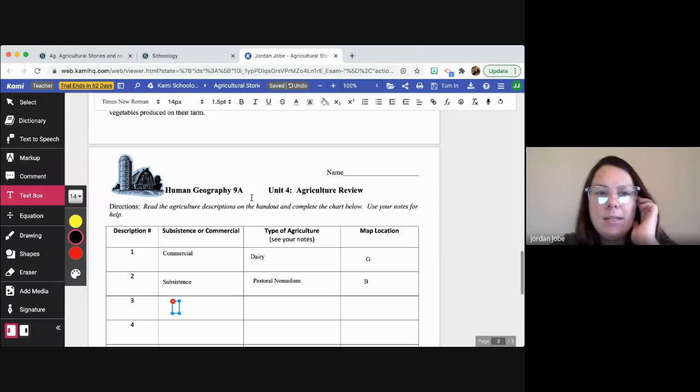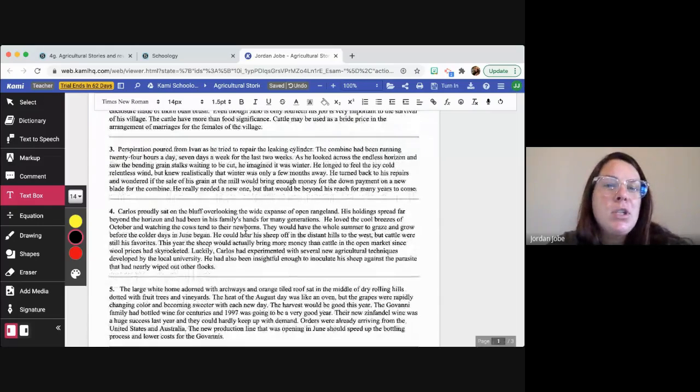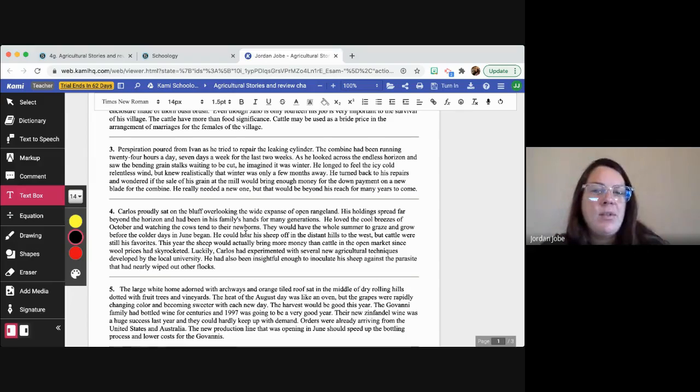Okay, then taking a look at number 3. So, perspiration poured from Ivan as he tried to repair the leaking cylinder. The combine had been running 24 hours a day, 7 days a week for the last 2 weeks. As he looked across the endless horizon and saw the bending grain stalk waiting to be cut, he imagined it was winter. He longed to feel the icy cold, relentless wind, but he knew realistically that winter was only a few months away. He turned back to his repairs and wondered if the sale of his grain at the mill would bring enough money for a down payment on a new blade for the combine. He really needed a new one, but it would be beyond his reach for many years to come.